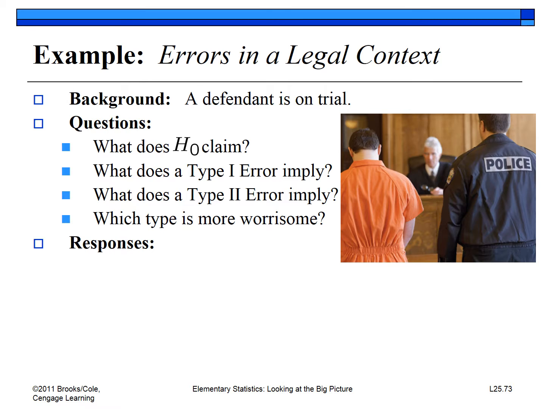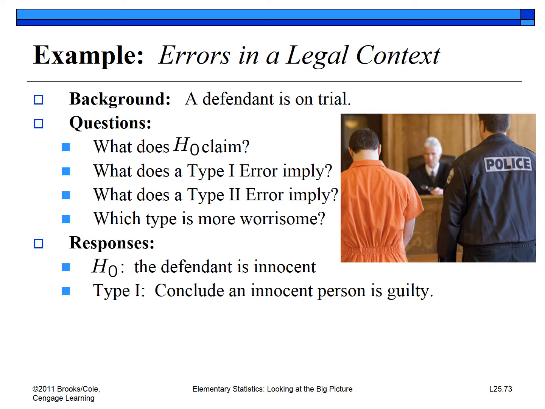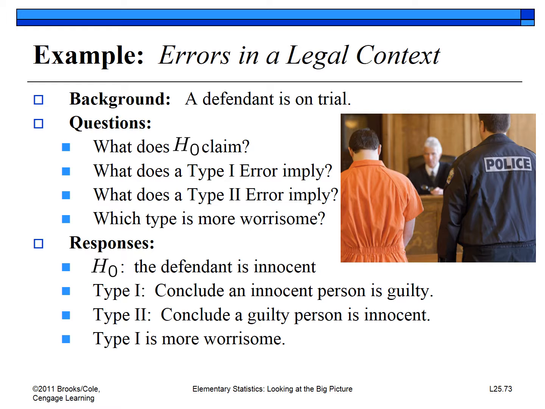Well, in the U.S. legal system, the presumption is that a defendant is innocent until proven guilty. That's assuming the null hypothesis. A type 1 error would be a false positive. That is, that an innocent person is guilty. A type 2 error would be a false negative. That is, that we acquit someone who's actually guilty. The first type of error in this case is more worrisome.